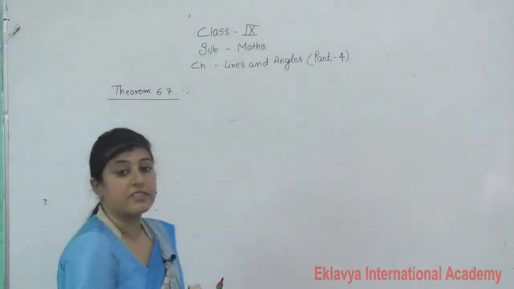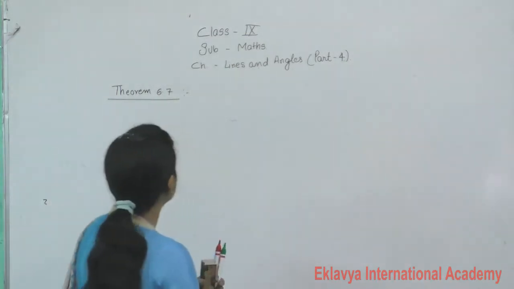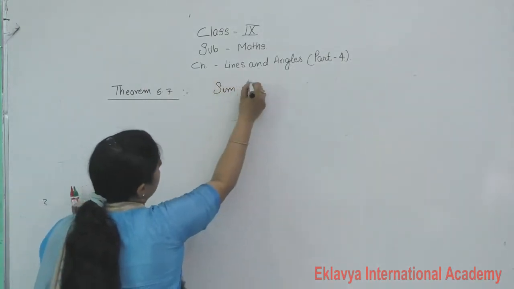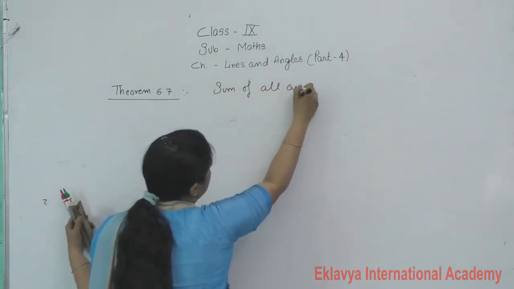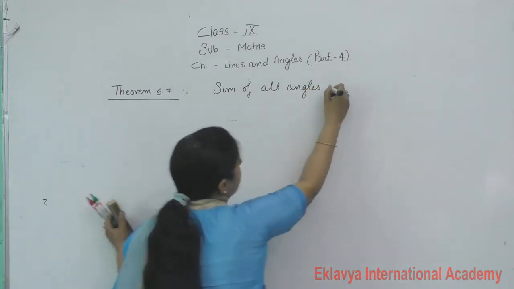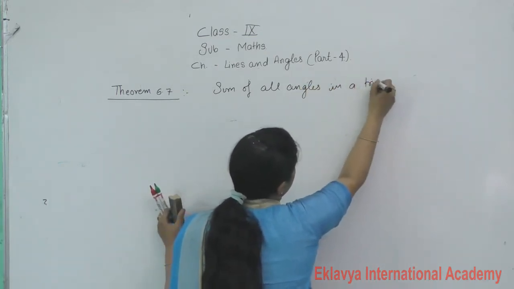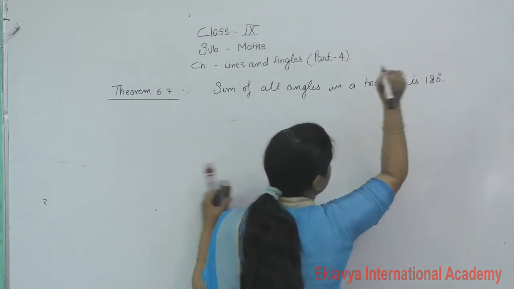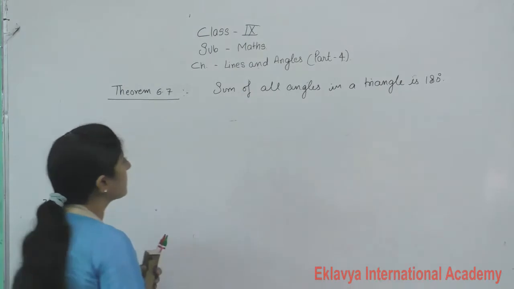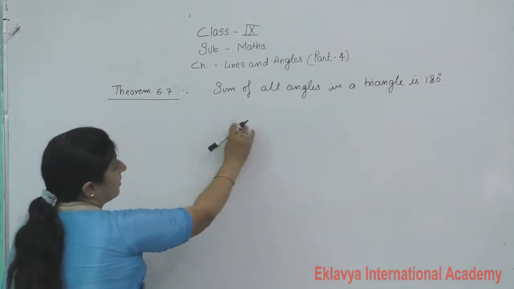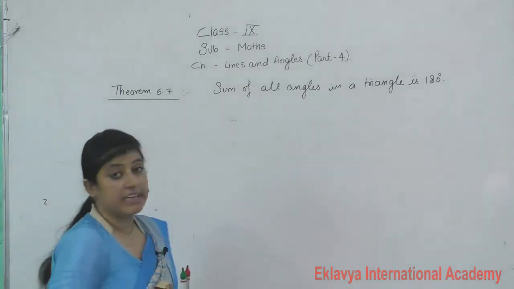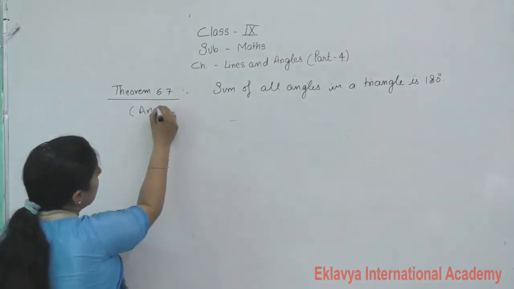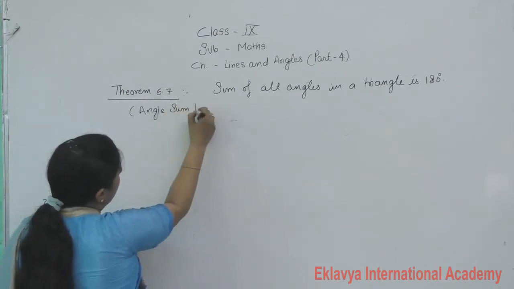Theorem 6.7. What is the theorem 6.7? Sum of all angles in a triangle is 180 degree. Means in a triangle how many angles? 3 angles. Then the sum of 3 angles is 180 degree. This is called the angle sum property of a triangle.